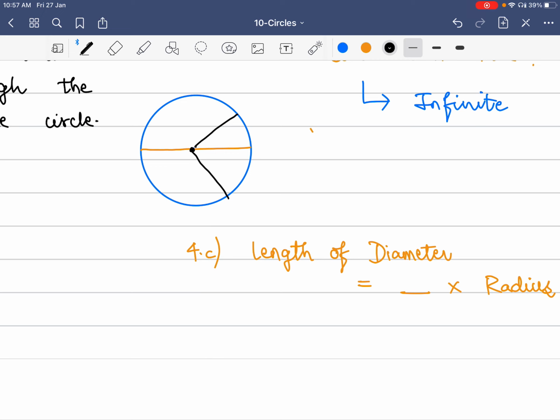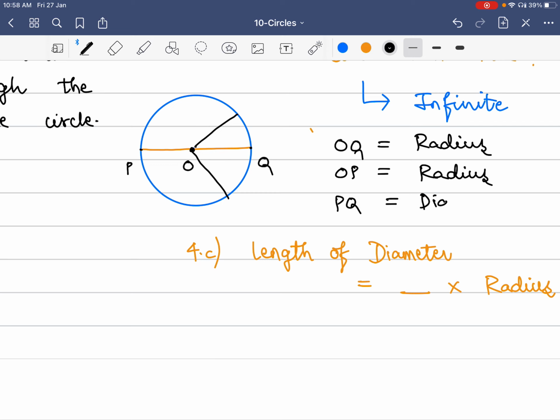So let's call the center O, let's call this point P, and let's call this point Q. So OQ is equal to the radius of the circle, yes, and OP is also the radius of the circle, yes, and PQ is the diameter of the circle as per the definition. So we can clearly see that this whole diameter PQ consists of these two equal radii.